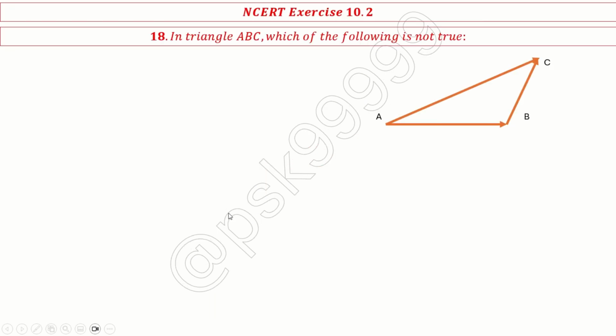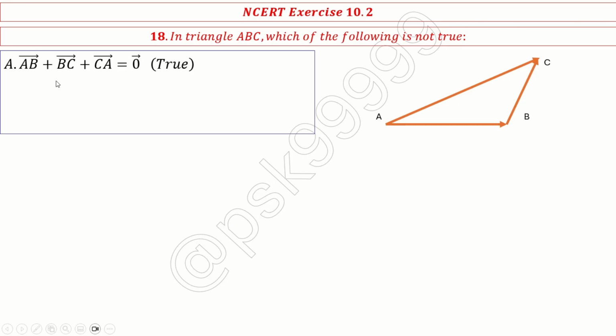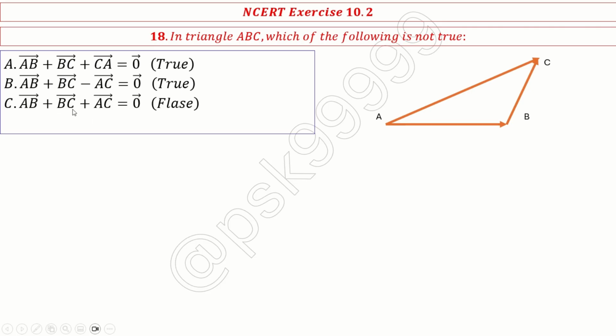Okay, now in a triangle ABC, which of the following is not true? Okay, so the question is which is not true. AB bar plus BC bar plus CA bar. You check the direction carefully. AB bar, BC bar, CA bar. Okay. If it is AC bar, it is not 0. But if it is CA bar, it is the reverse direction, right? You will go back to the same original point, which means it is 0. So this is true. AB bar plus BC bar minus AC bar, which is same actually. Both are same. Okay. A and B are actually same. This is just represented in a negative. AB bar plus BC bar plus AC bar.